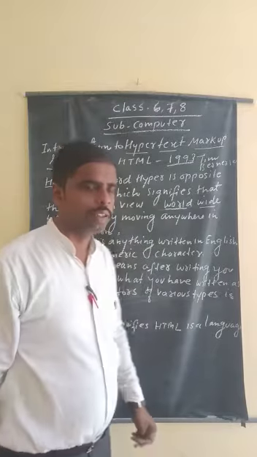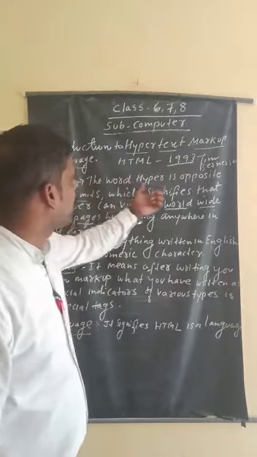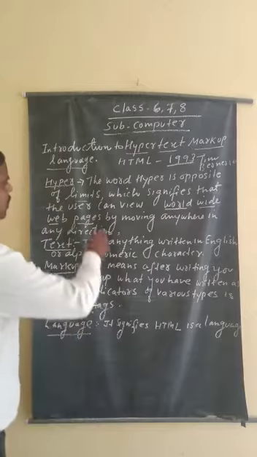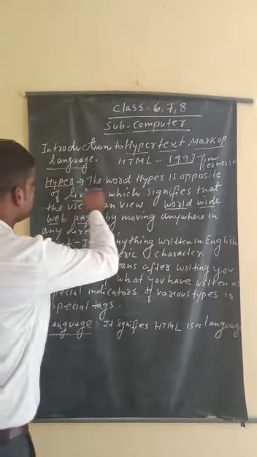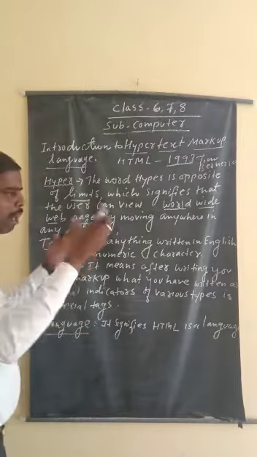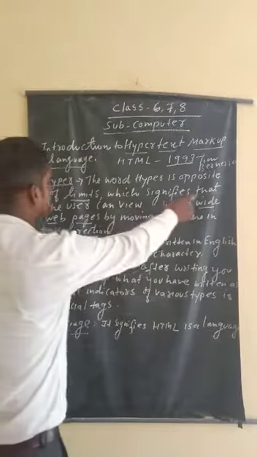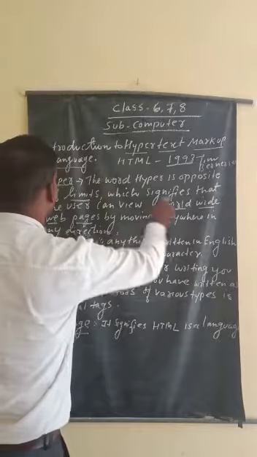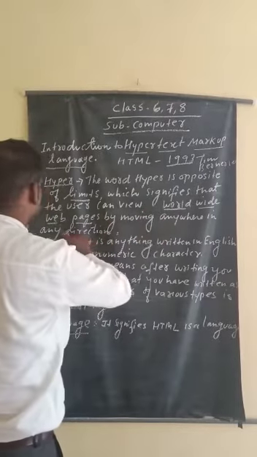So that's why we should know about this. The meaning of hyper: the word hyper is the opposite of limits. It means there is no limit or boundary, which signifies that users can view the world wide web by moving anywhere in any direction.